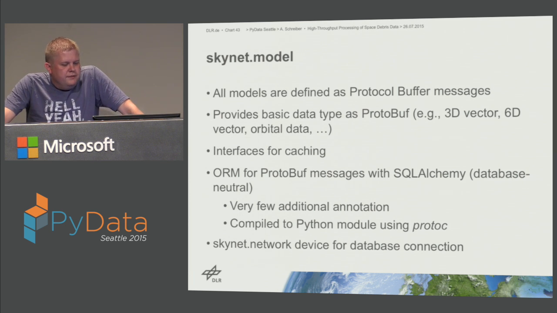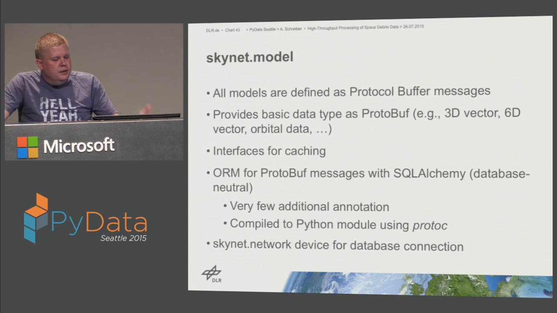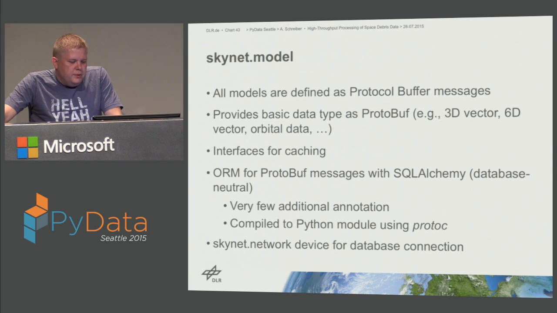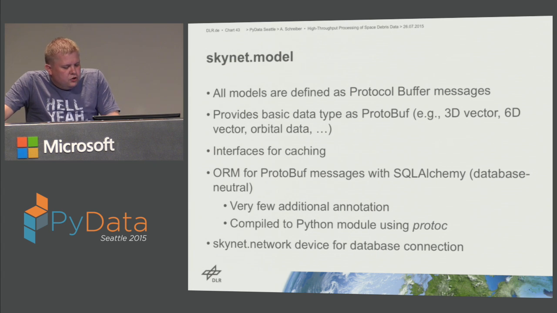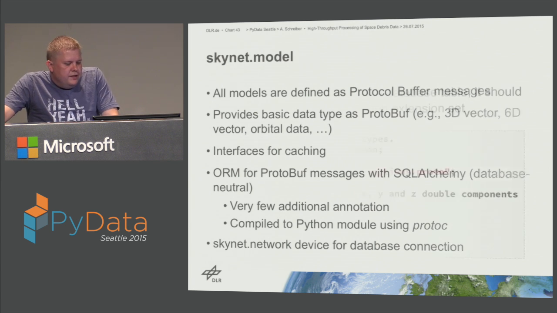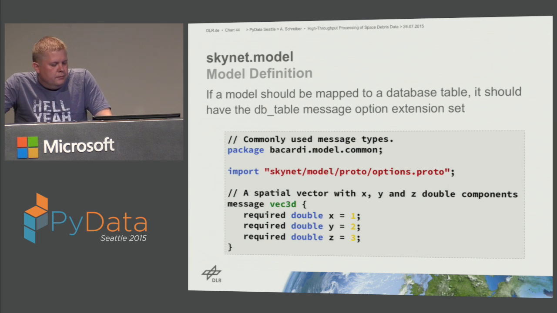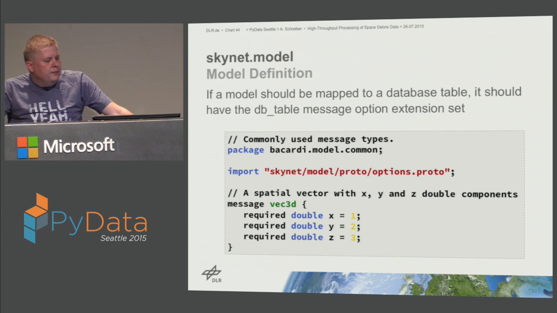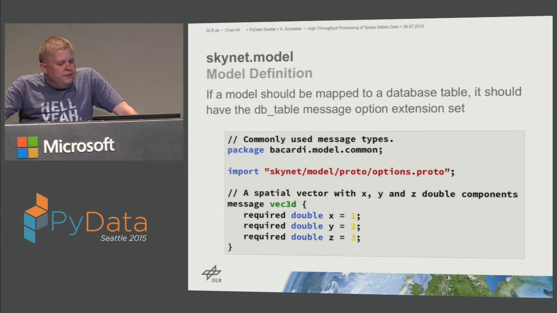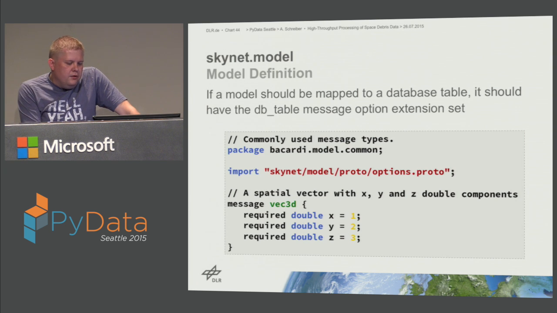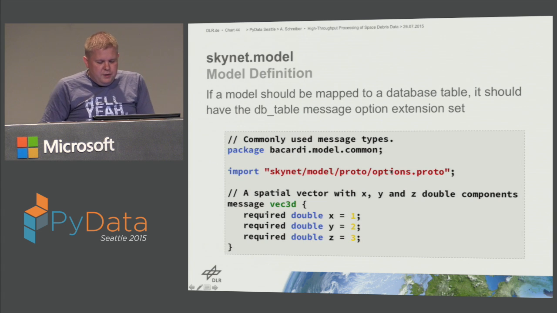All data models are defined as protocol buffer messages. We provide basic data types for vectors and orbital data and so on, and interfaces for caching. We do mapping to actual databases with SQLAlchemy, where we add certain annotations to the protocol buffer messages. And we have special devices for database connections. And the model definition in Skynet is in a way that we are mapping protocol buffers to a database table, and we add some kind of annotations to the protocol buffers.